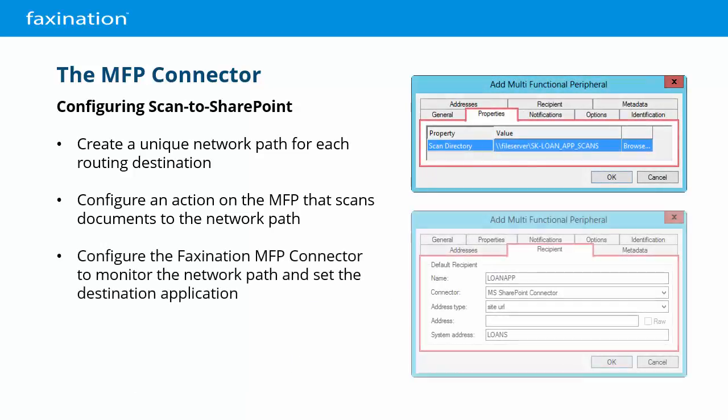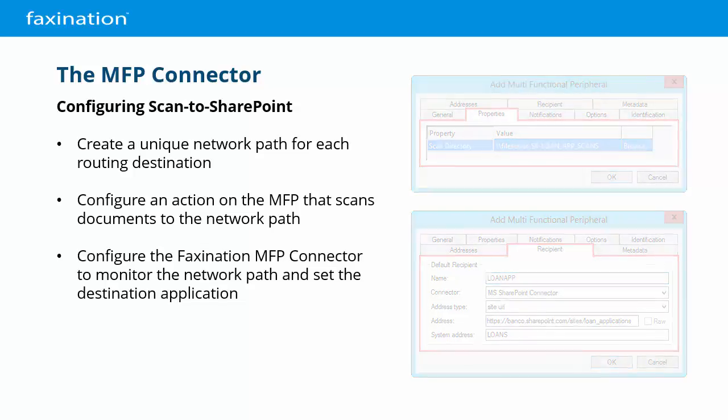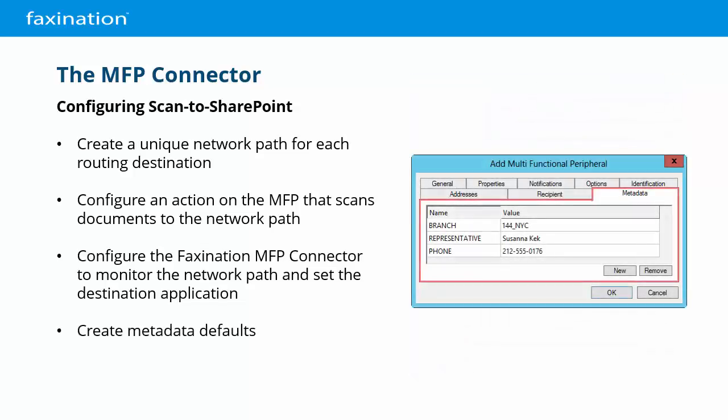Within the Faxination MFP Connector configurator, we'll enter the local network path to monitor and the URL of the SharePoint document library destination. And finally, create the metadata defaults that will be used each time a document is scanned to SharePoint using this configuration. Our SharePoint document library destination includes metadata columns to define the branch location that generated the loan application, the name of the bank representative that's working with the customer, and the representative's direct phone number in case there's a problem with the loan information.